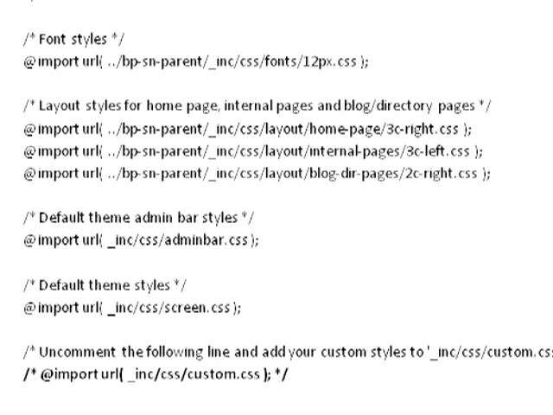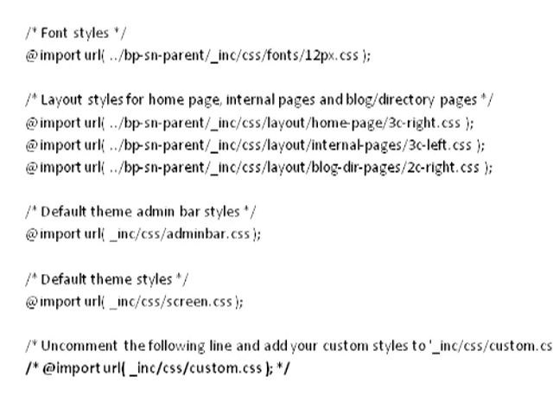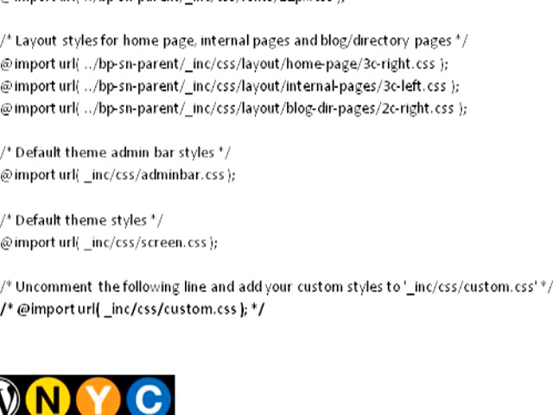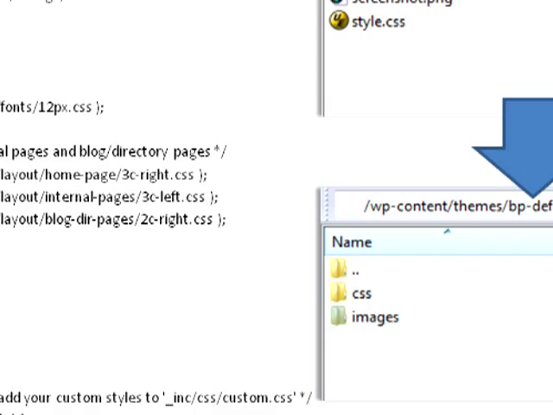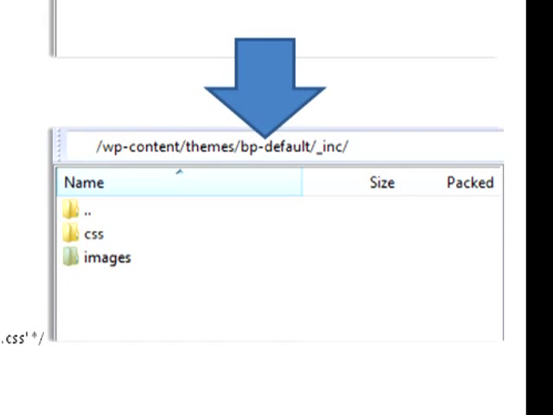And in order to make custom changes to the CSS of the BP default, the very last line on the bottom here, right down here, it's got the CSS comments around it. Remove those comments, create a style sheet called custom.css, upload it to the BP default theme, and that is where you will make any CSS tweaks or changes to the BuddyPress default theme.